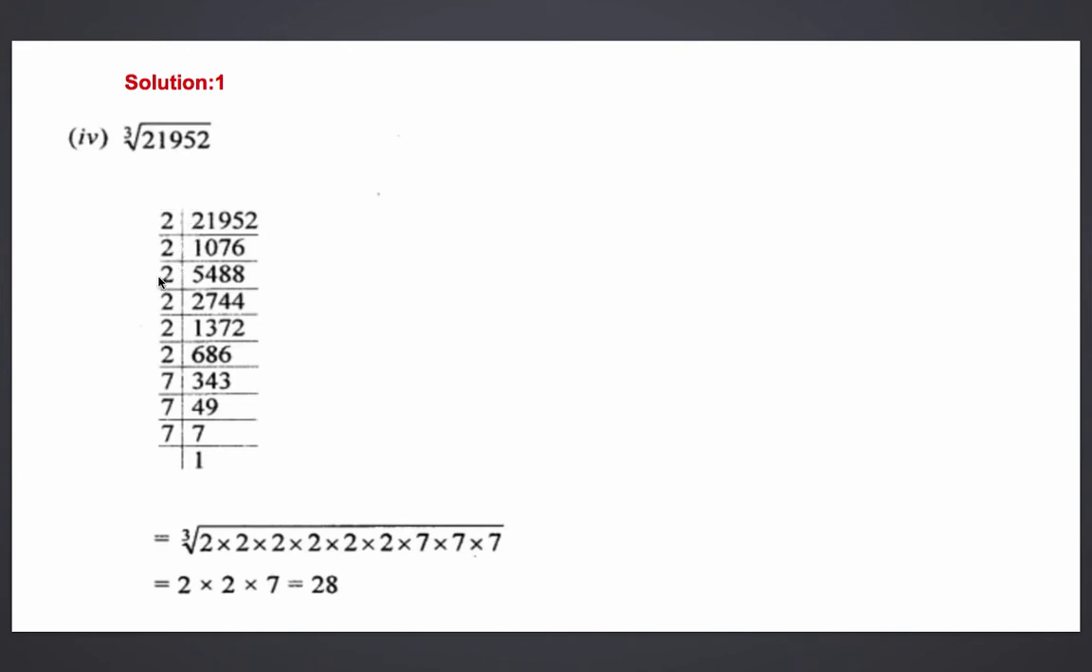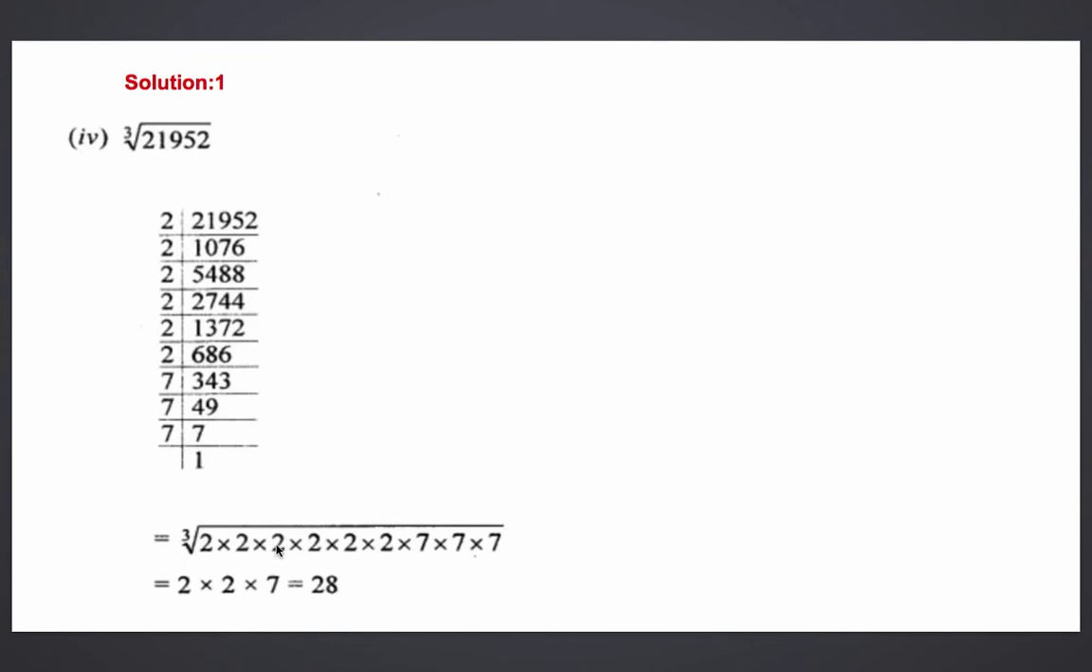So this forms a triplet. Next, again 2 is repeated 3 times. So again a triplet is formed. And 7 also repeats itself 3 times. So if I write the cube root of the given number 21,952, what will be here? Cube root of 2 into 2 into 2 first group, 2 into 2 into 2 second, and again the next triplet is formed, 7 into 7 into 7.